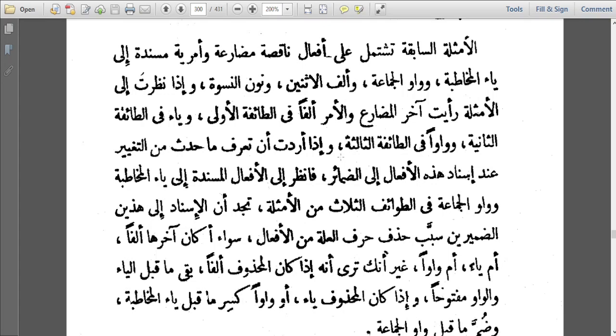So when we say al-mudari an-naqis, we are not talking about the madi, we are talking about when you convert the madi into mudari. What does the verb end with? So now we know the first one, sa'a yas'a, ends with alif. Abda yubdi ends with yai. Da'a yad'u ends with waw.